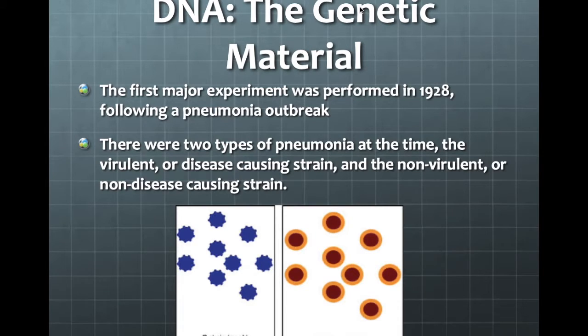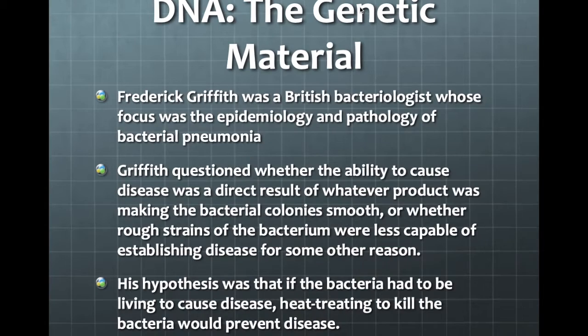There were two types of pneumonia at the time: a virulent, or disease-causing, strain, the smooth strain, and a non-virulent, or non-disease-causing, strain, the rough strain. Frederick Griffith was a British bacteriologist, and he questioned whether the ability to cause disease was a direct result of whatever the product was that made the bacterial colonies smooth, or whether the rough strains were less capable of establishing disease for some other reason.